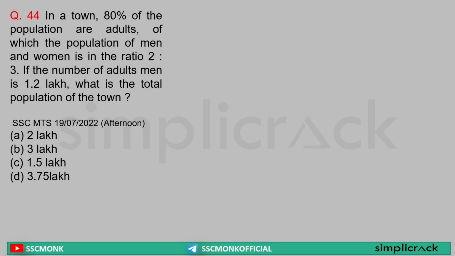Next. In a town, 80% of the population are adults, of which population of men and women is in the ratio of 2:3. If the number of adult men is 1.2 lakh, what is the total population? Now understand this. 80% population adult. That means 20% are not adult. Okay. Now out of this 80%, 2:3 what? Men, women. Now this 2 part of men is equal to 1.2 lakh. So 1 part is equal to what? 0.6 lakhs. So 3 part is equal to 3 into 0.6, that is 1.8 lakhs.